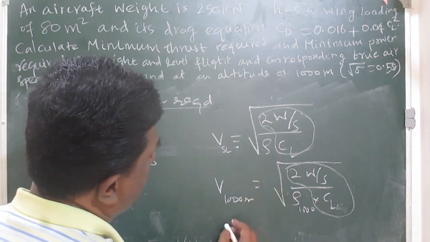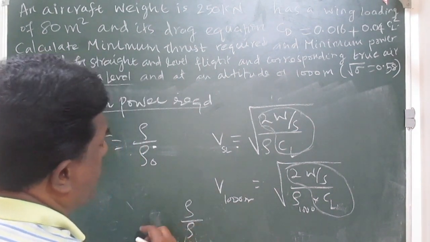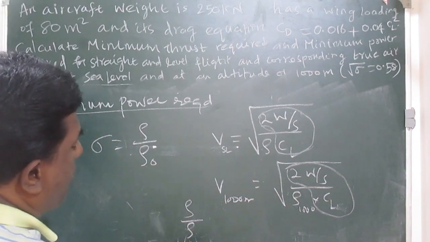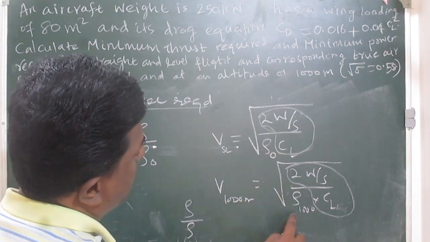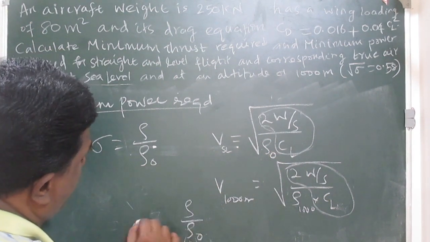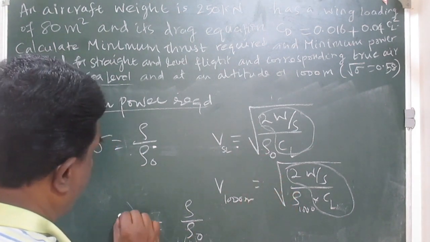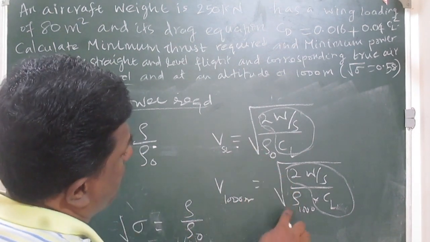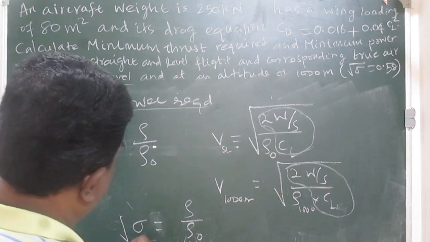So because of that reason, only rho by rho naught matters. Rho naught is the sea level density, and rho by rho naught is what we call sigma. So why do we take root sigma? Because of the square root in the velocity.